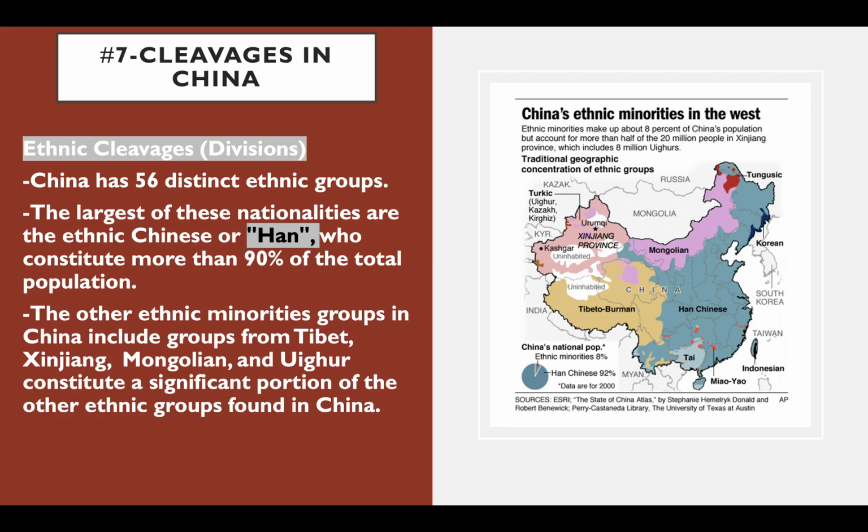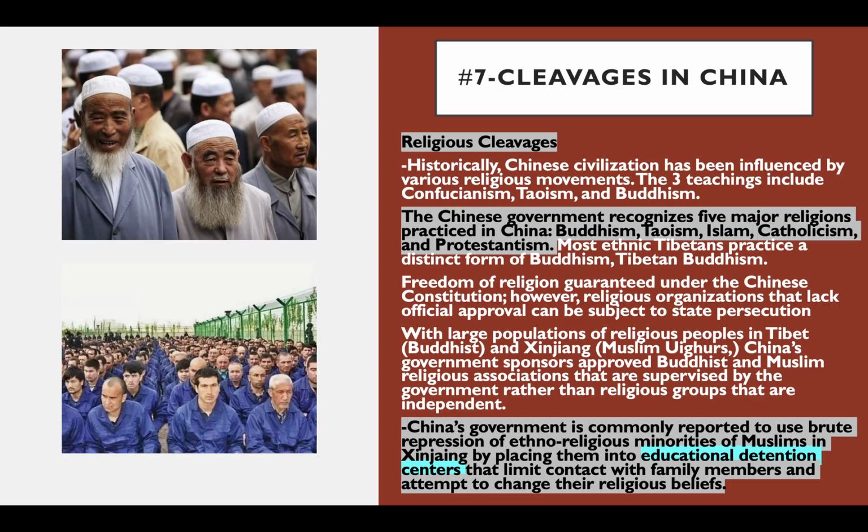You need to know the ethnic cleavages. 90% of your Chinese people are Han descent, which are your light-skinned traditional Chinese almond faces. Okay, they have a ton of ethnic diversity inside of China. However, their cleavages are really based on religion. The Chinese are literally collecting the Uyghurs, okay, and they are killing them because they're Muslim.